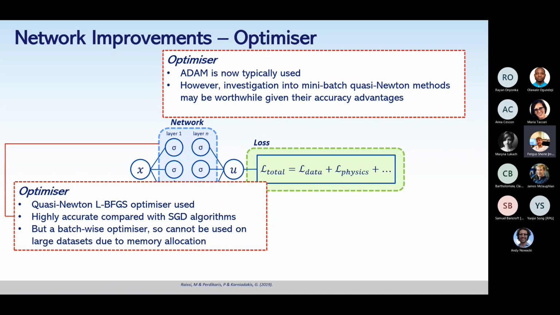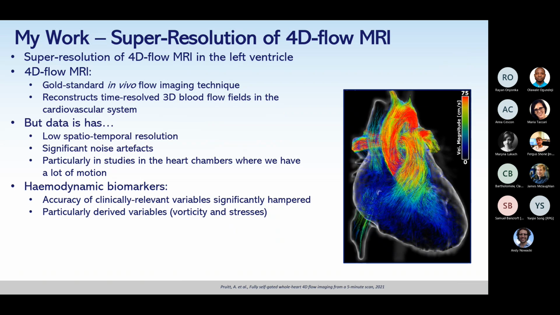Typically, Adam is used, as is common across most deep learning fields. The Adam optimizer is almost exclusively used for this. But I do think some investigation would be worthwhile into generating mini-batch versions of these quasi-Newton methods, given their accuracy advantages. So I'm just going to move on to my work now and talk about some of the issues that I've had.